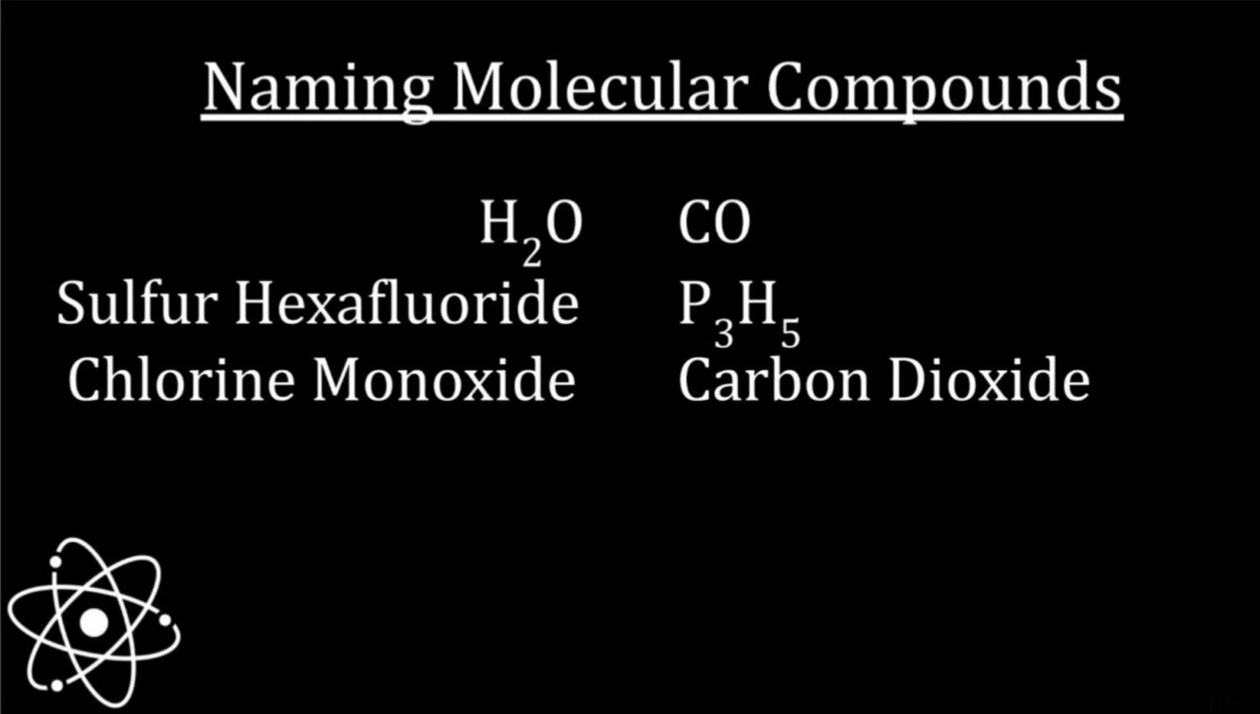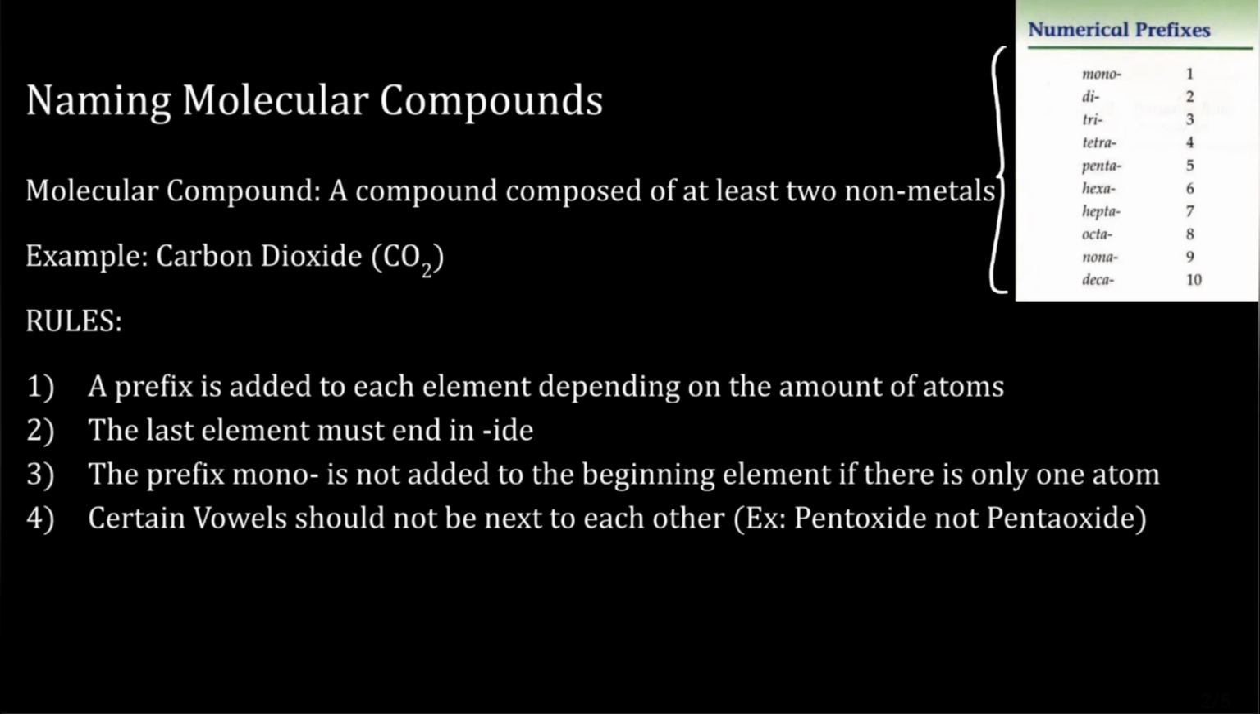Hello everyone. Today we are going to be learning how to name molecular compounds. Let's quickly refresh ourselves on what a molecular compound is. A molecular compound is just a compound composed of at least two nonmetals. An example would be carbon dioxide, which is made of carbon and oxygen, both of which are nonmetals.